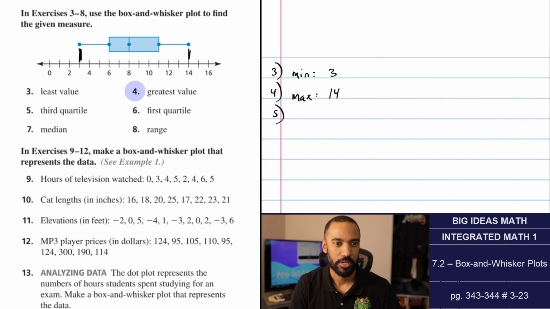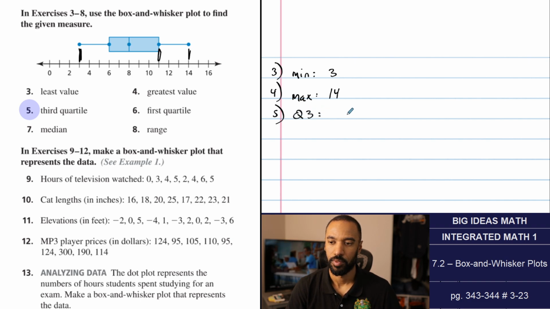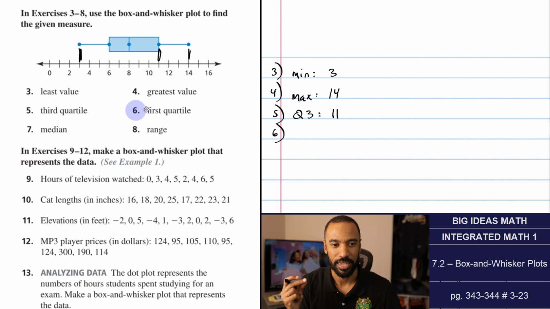Number 5, the third quartile. It is, again, the median of the median. It is the right end of this box here. That's between 10 and 12, which is 11. That is what I'm going to be denoting as Q3. Q3 is 11. Number 6, look at this. We're going to get 6 problems out of the way just like that. The first quartile, Q1, is 6. Boom. So we're drawing that down. So that is 6 for Q1.